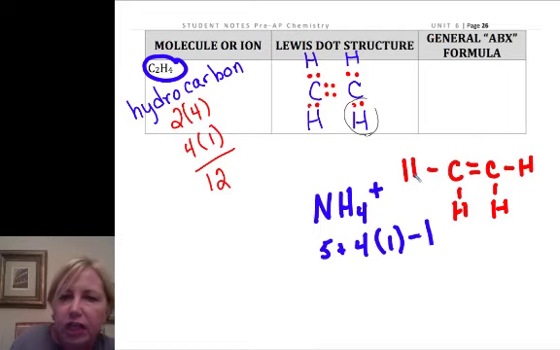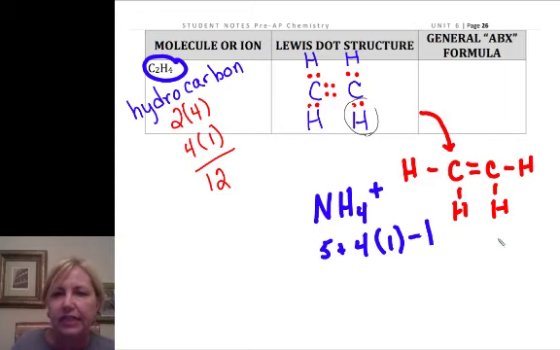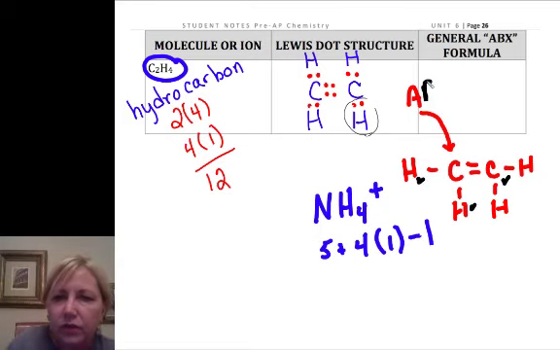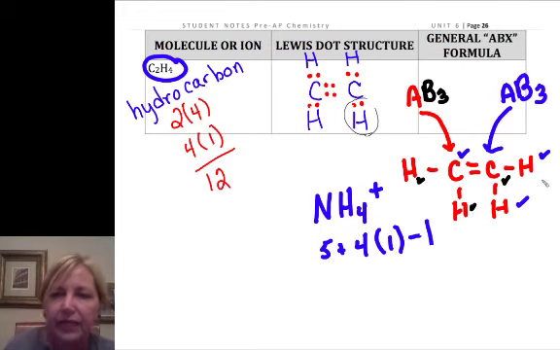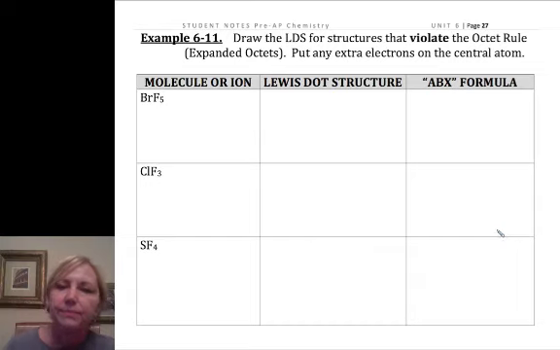Now, in terms of the general ABX structure, you would define each one of these as a center. So this one has a center, and it has 1, 2, 3 things hanging off of it, so it would be AB3. This one, that would be a center. It has 1, 2, 3 things hanging off of it, so that also would be AB3. Okay, so that's how we would assign those structures ultimately to get at their 3-dimensional shapes.